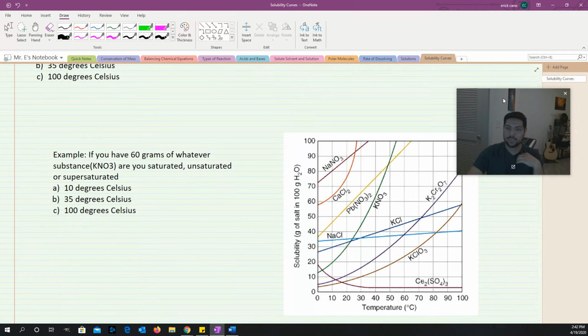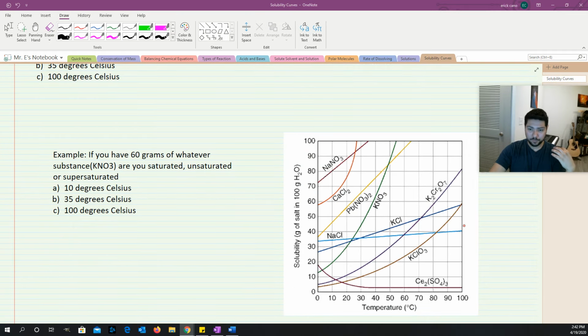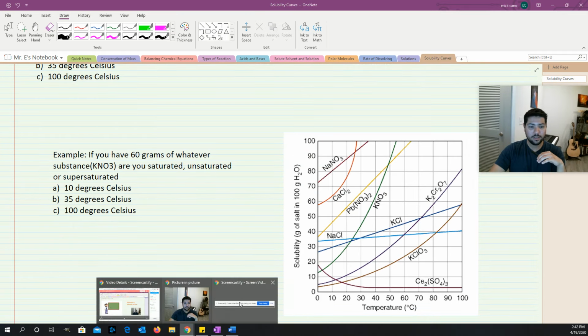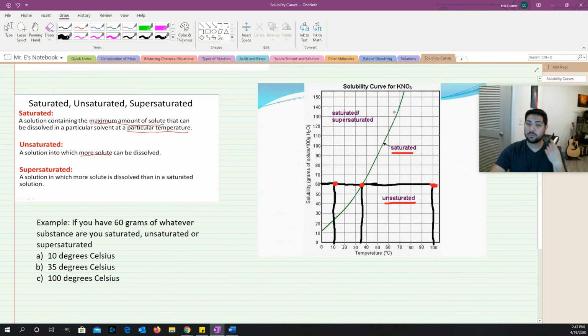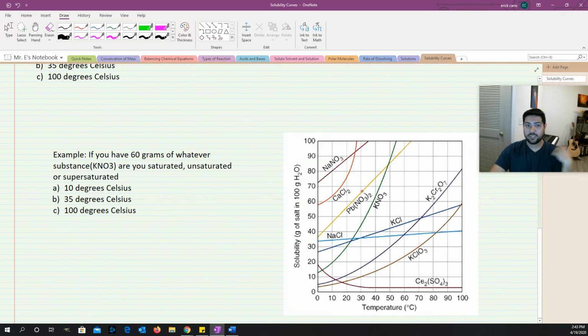Okay? This is the same example, but now I'm telling you that instead of whatever substance, it is KNO3. It's the exact same process. The only difference here is I'm telling you it's KNO3, and there's a bunch of different lines. All you got to do is find KNO3. That's the green line. It's the same exact line we did before. So let's just go over that quickly.